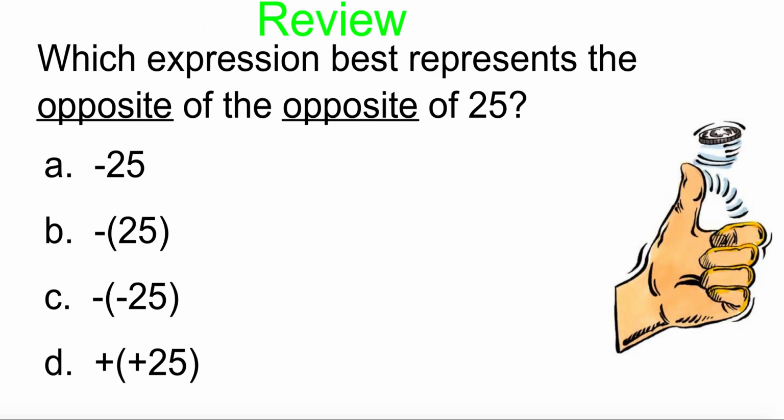Let's review. Which expression best represents the opposite of 25? So the opposite of 25. Think about this, kind of tricky. A, negative 25. B, negative parenthesis 25. C, negative times negative 25. And D, positive times positive 25.